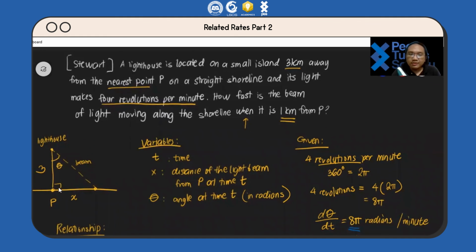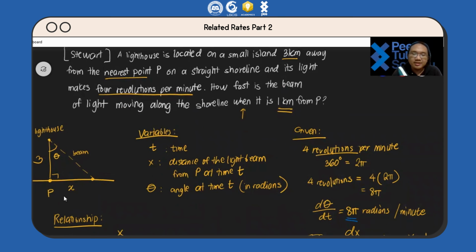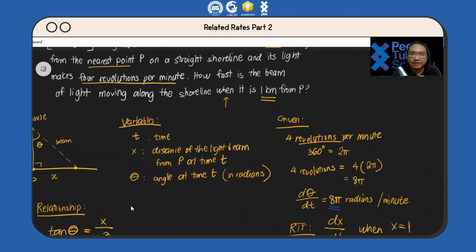So we sketch the figure. We deliberately have this figure over here. Again, the shortest distance is always the distance that travels a straight line. So this one over here, this is 3 kilometers away from the nearest point P. Then the dashed line is the beam. X is the distance from P to where the beam hits the shoreline. The straight shoreline is the horizontal line.